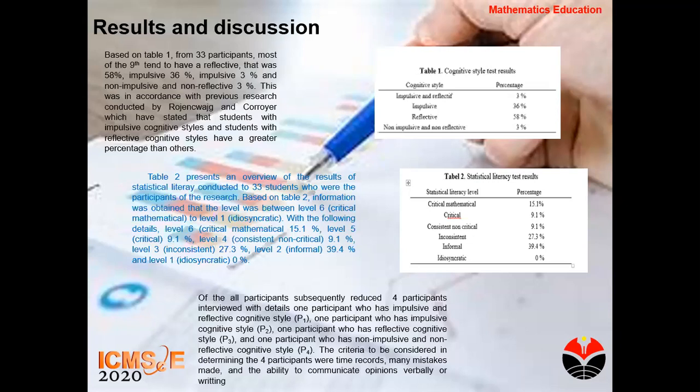Of all the participants, 4 participants were subsequently selected for detailed interviews. One participant who has impulsive and reflective cognitive style, one participant who has impulsive cognitive style, one participant who has reflective cognitive style, and one participant who has non-impulsive and non-reflective cognitive style. The criteria considered in determining the 4 participants were time record, number of mistakes made, and the ability to communicate opinions verbally or in writing.